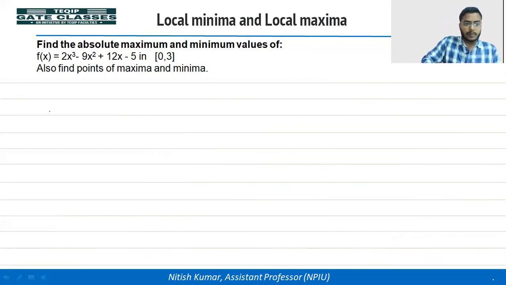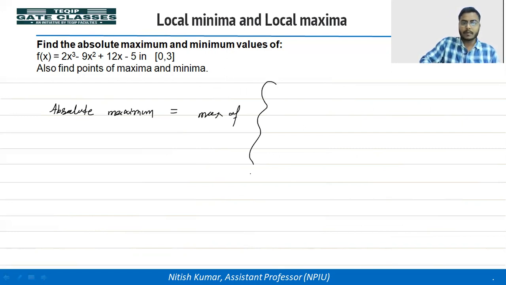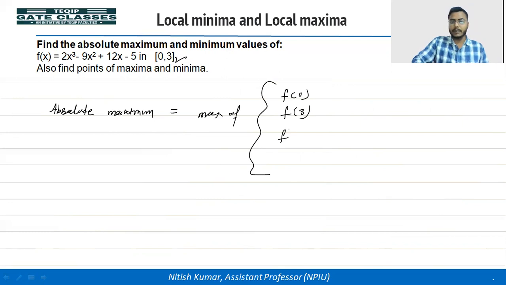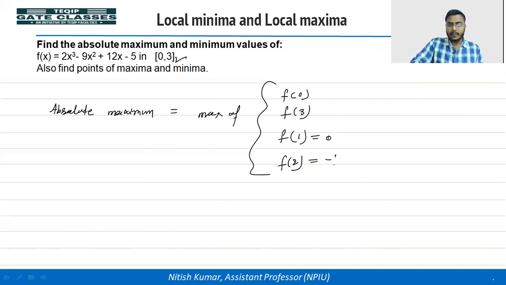Okay. So the absolute maximum is equal to the max of... what is the range here? 0 to 3. So first write the endpoints, f(0) and f(3). What are the point of maxima and point of minima? So f(1) and f(2). f(1) we get here 0, and f(2) we already got as minus 1.